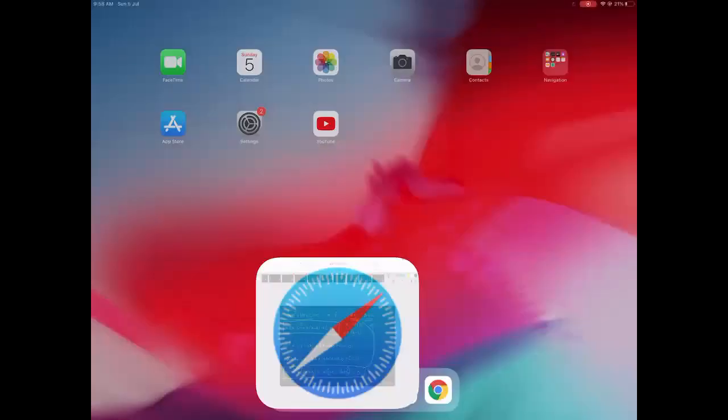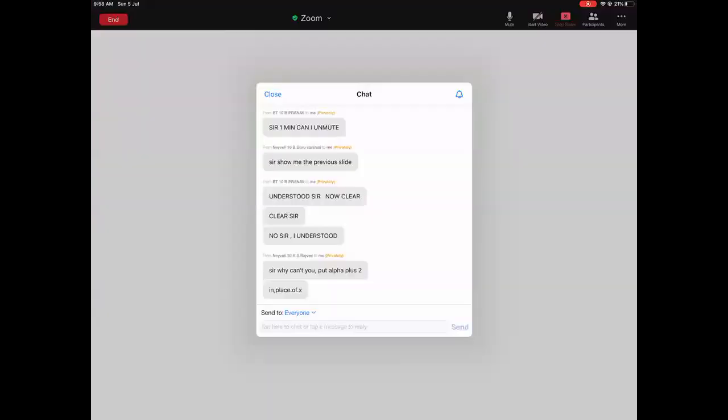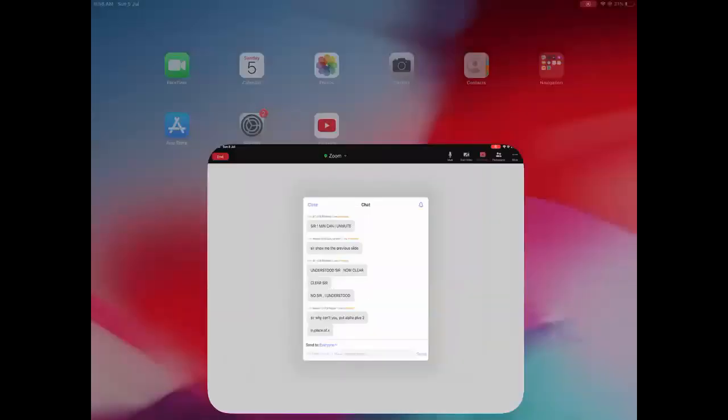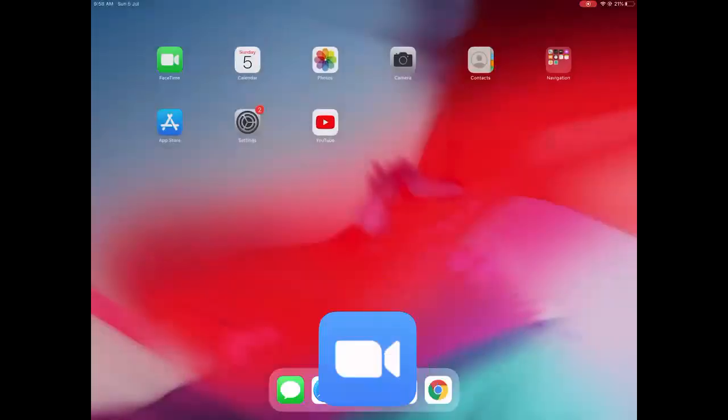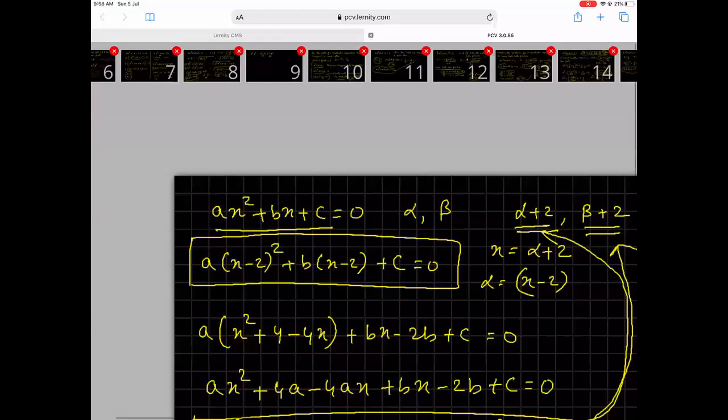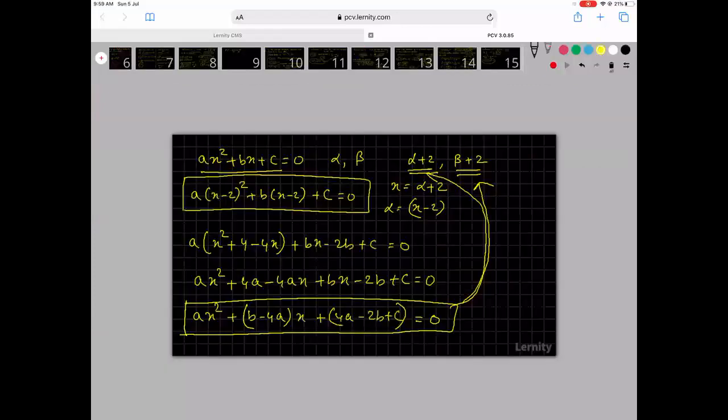Sir, why can't you put alpha plus 2, beta plus 2 in place of x? You can't put alpha plus 2, beta plus 2 because, see, what do you mean by the roots are alpha and beta? That if you put x is equal to alpha, it becomes 0. Correct? Do you understand that? Now, if you put x is equal to alpha, it is 0, means alpha plus 2 won't be 0.